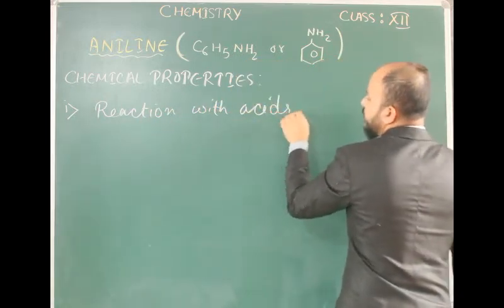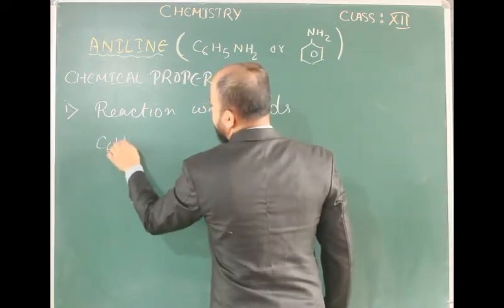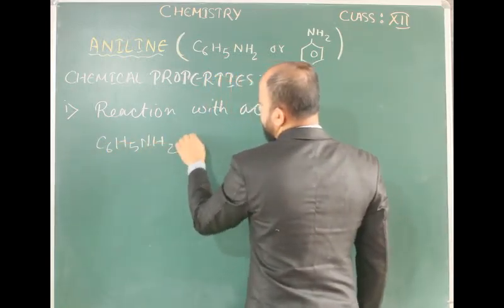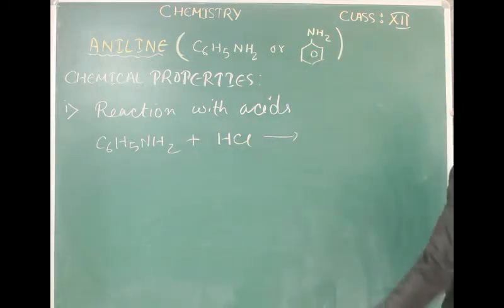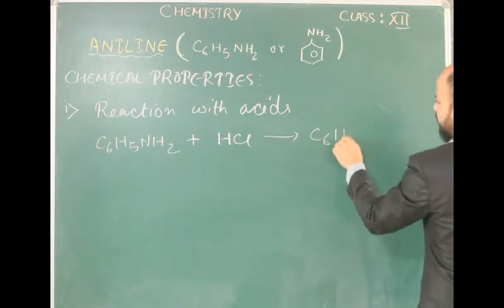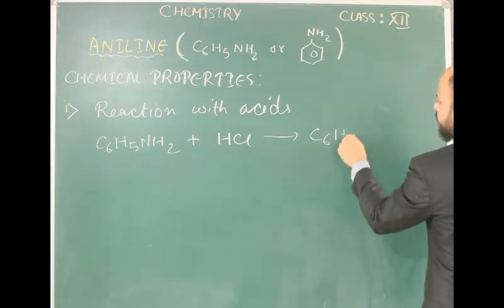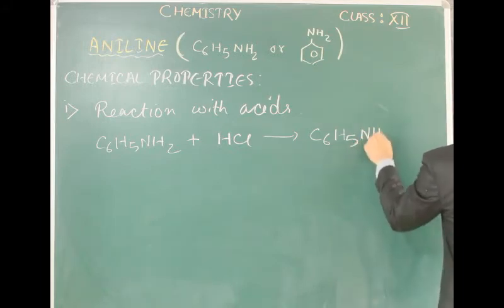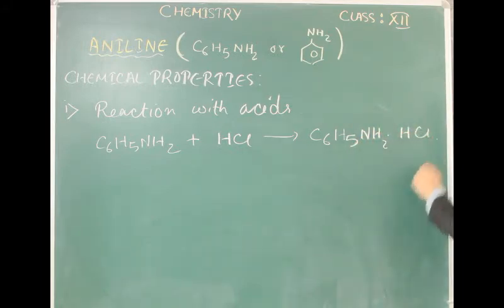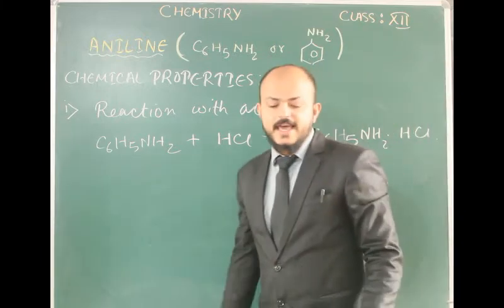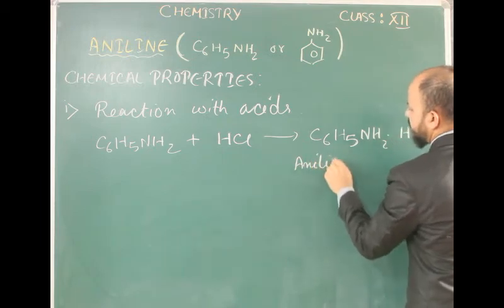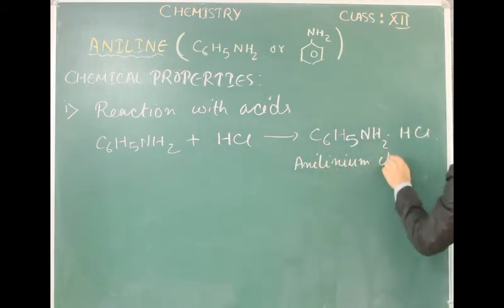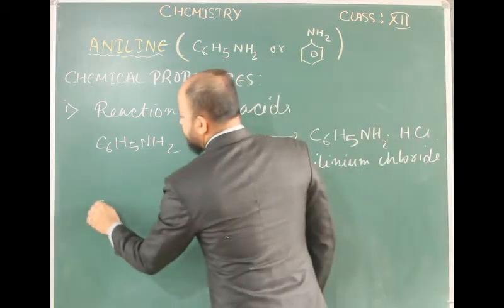Aniline can be written as C6H5NH2. Whenever it reacts with, say, HCl, hydrochloric acid, a salt will be formed, and the salt is C6H5NH2.HCl. This is the salt produced, and the name of the salt is anilinium chloride.